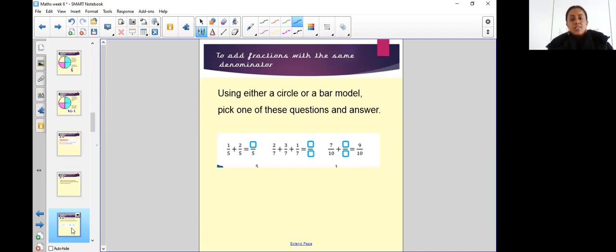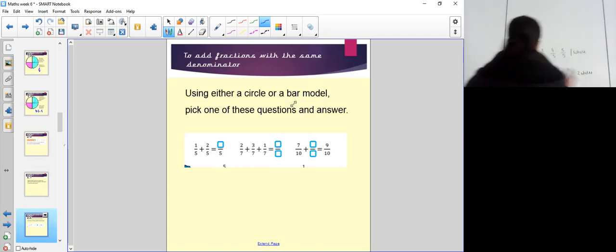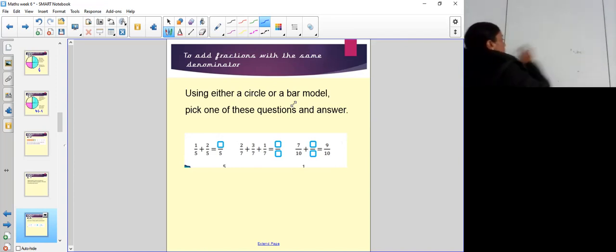So using either a circle or a bar model, pick one of these questions and answer them. I am going to go through these questions. So at this point, you can pause the video, but when you press play, I will then go through the questions with you. Okay, let's see what we've got here. So I'm just going to make myself a little bit bigger, rub out the board, and then I'm going to begin. So I'm going to go through all 3 of those questions.